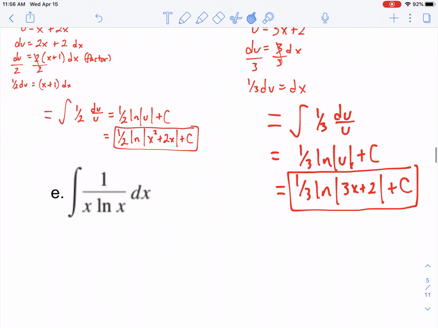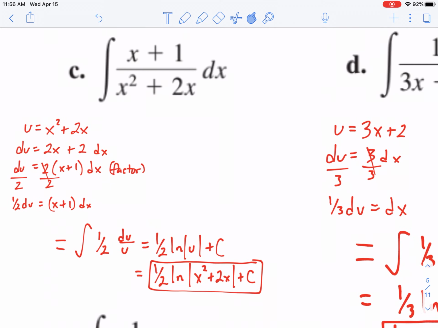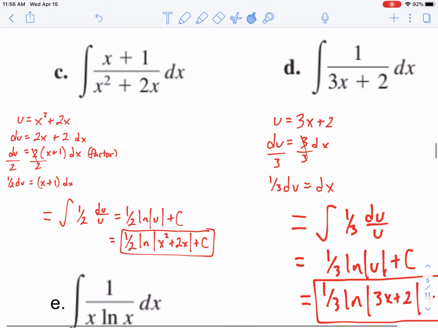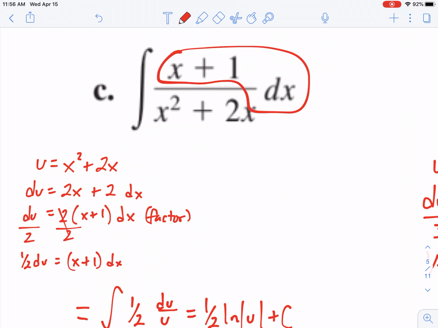All right, real quick, here are the answers to C and D. You set u equal to the denominator of both fractions in both integral problems, and then you have to manipulate them a bit. Like here, if your u is going to be x squared plus 2x, and then your du is 2x plus 2 dx, well, you only need x plus 1 dx up here, so you have to factor out the 2 from 2x plus 2, and then that creates x plus 1 dx, so you would have to divide by 2 to the other side.